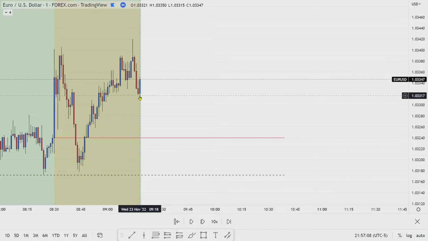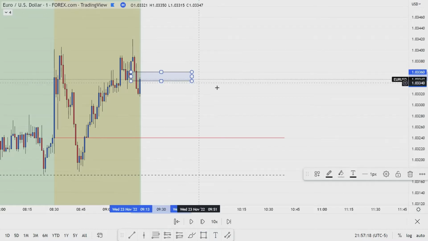And once again, there's an imbalance formed as it breaks that low. Right there.